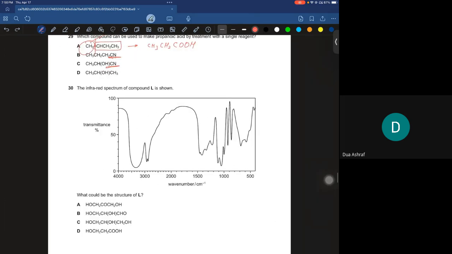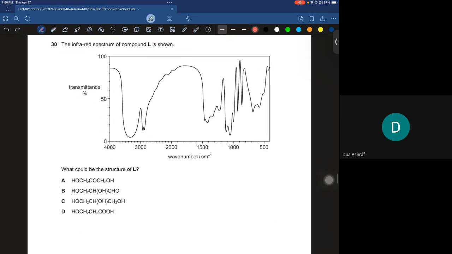What could be the structure of L? You are supposed to match this with your table that would be provided to you in the paper. I can see the peak. This would be the peak of OH. Remember the shape, I told you you have to memorize the shapes. The range of this peak is 3200 to 6000, sorry. Of course, this should be an alcohol.